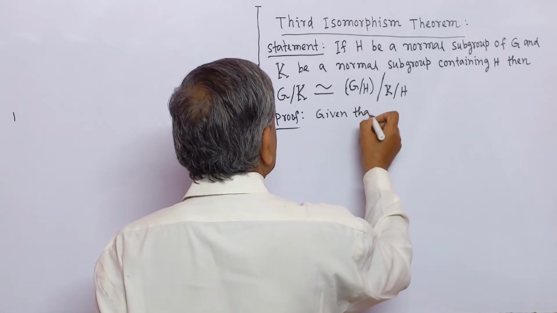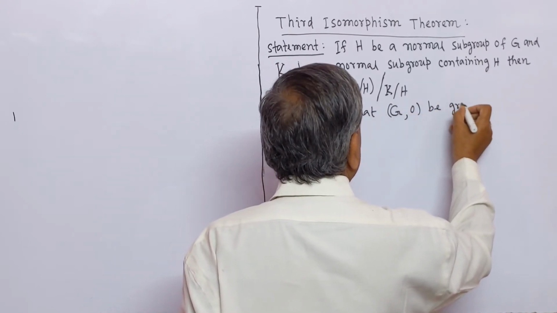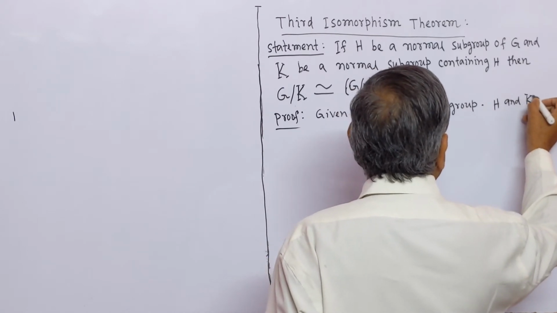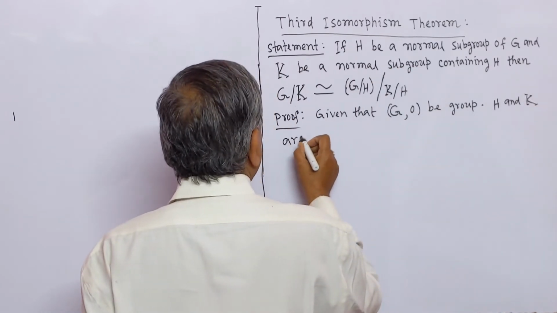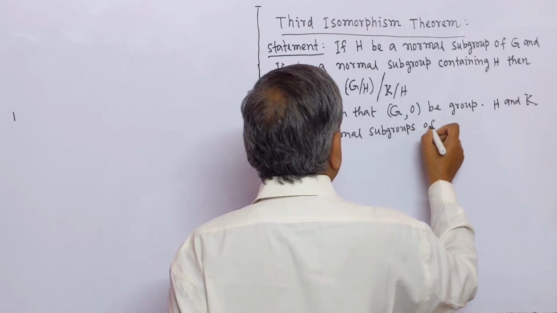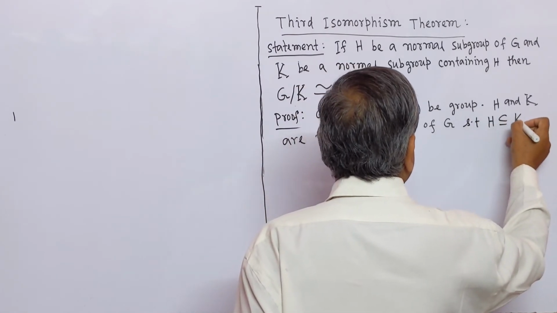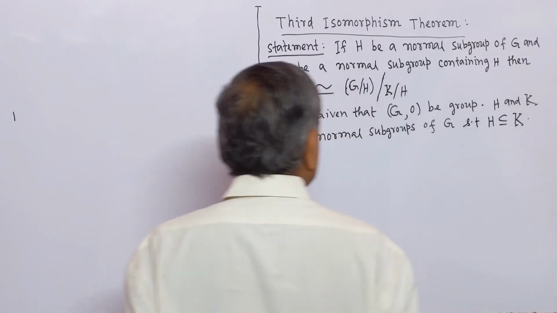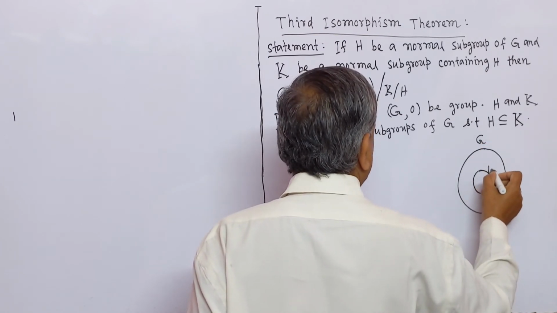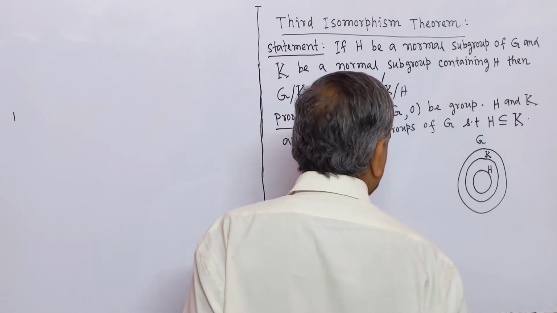Given that G be a group, H and K are normal subgroups of G, such that H is subset of K. This is group G, this is normal subgroup H, and K be another normal subgroup of G containing H.